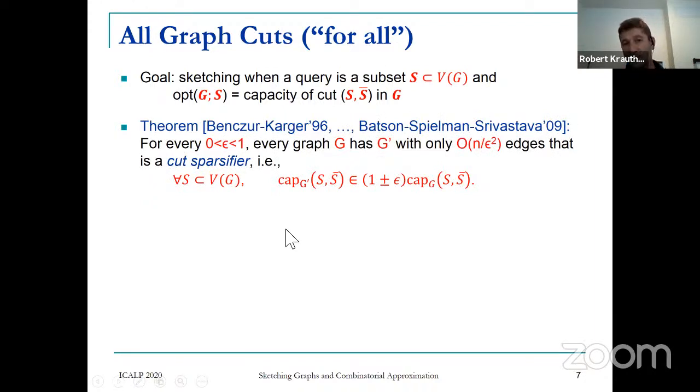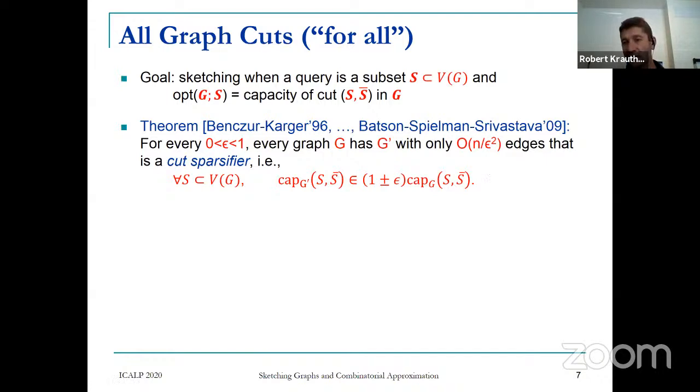So now we can use what's called a cut sparsifier. This was introduced by Benczúr and Karger in '96, and there were many developments and improvements since. I state here in the theorem the strongest result that we know: for every graph G and every parameter epsilon, we can find a cut sparsifier G prime. It's a graph on the same vertex set. It is very sparse. It has only order n over epsilon squared edges.